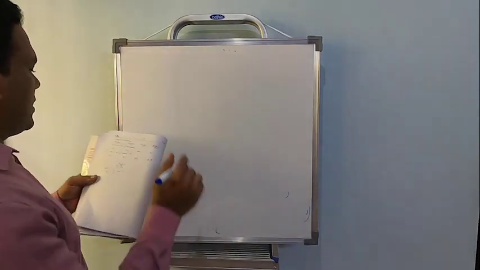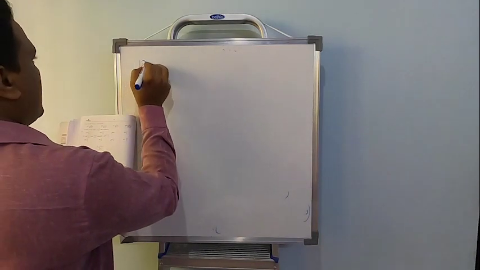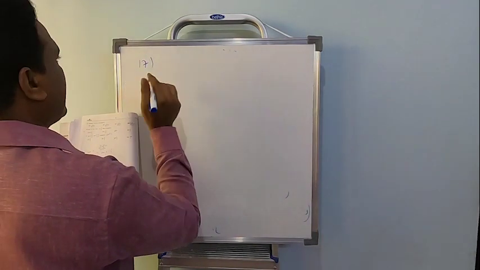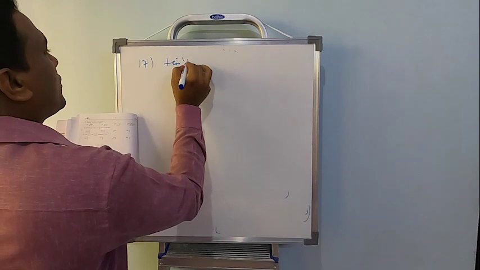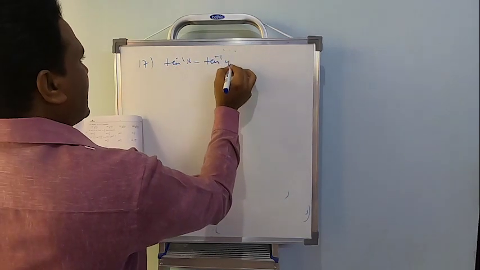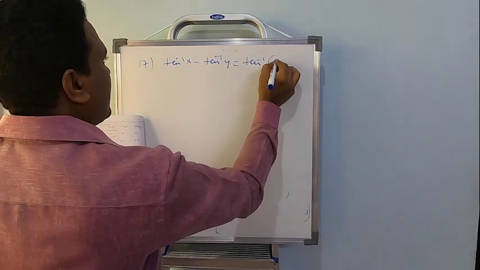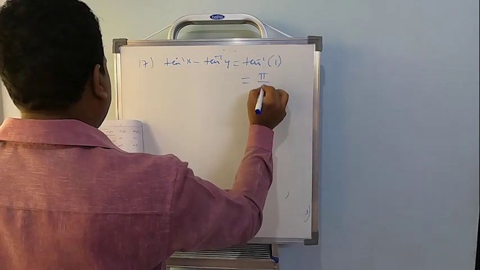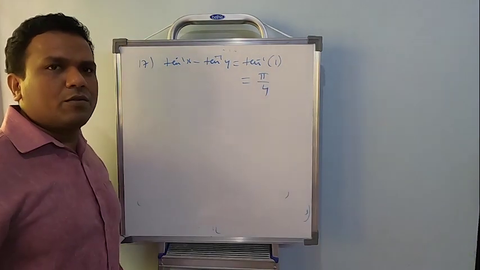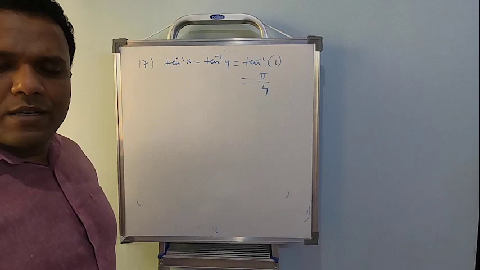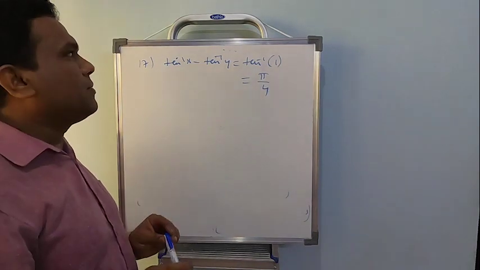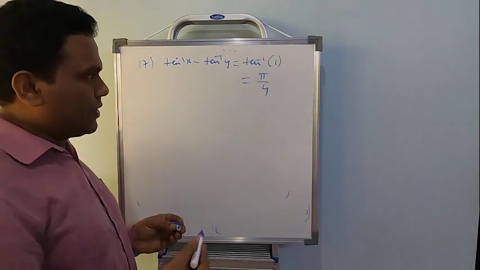Let's go for the last one. The last one is 17. Simple. Use the formula of tan inverse x minus tan inverse y. On simplifying, you are going to get tan inverse 1, and tan inverse 1 will be pi by 4. So there's nothing to worry. Direct formula, tan inverse x minus tan inverse y. Fine, students.